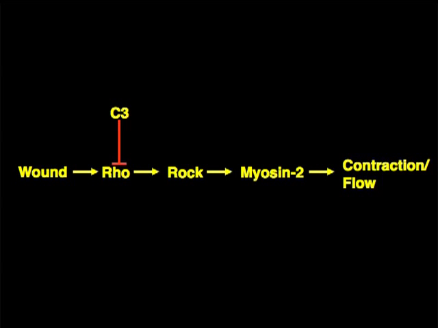Let's talk about the experiment. The first thing you need to know is that we have three means of inhibiting myosin. We can shut off Rho, we can shut off ROCK, or we can shut off the myosin itself.